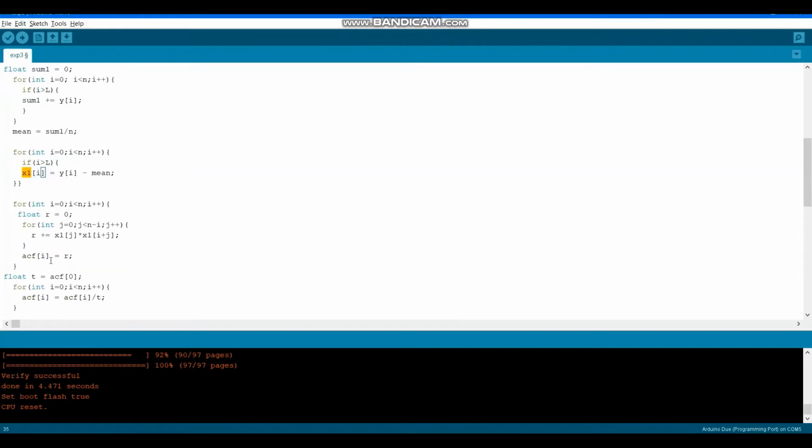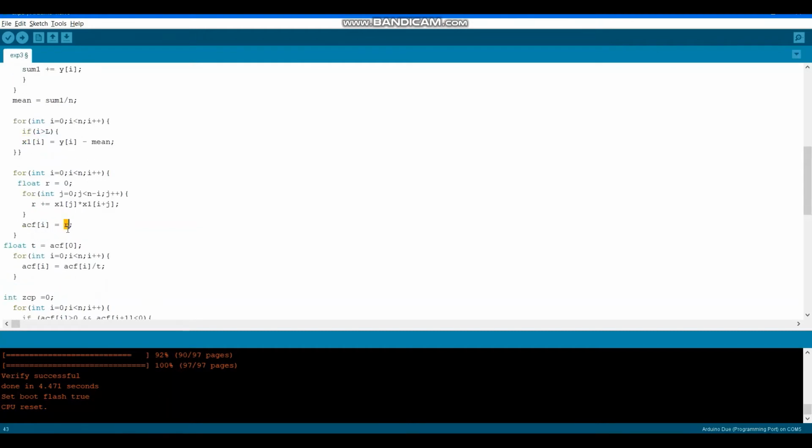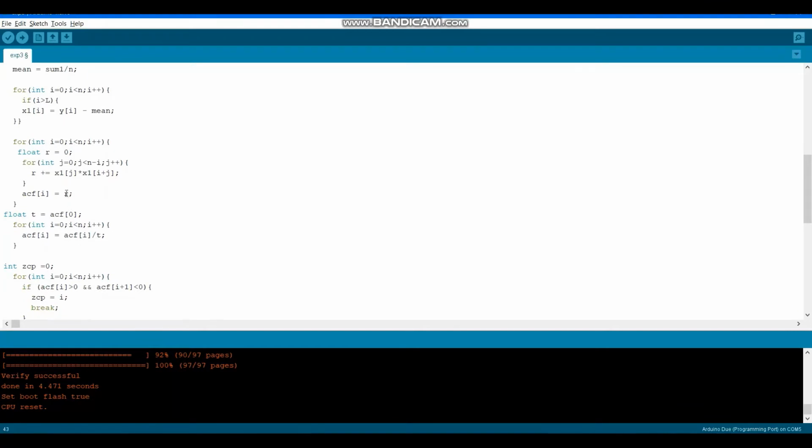Now we define the autocorrelation function. We are using two for loops, and as per the autocorrelation formula, we multiply and add those values and store the result in the ith position of an array called ACF. ACF of i, we are storing the value r. Now, according to the formula, we need to divide the whole array by the first element of the ACF, that is the energy of the signal. So we stored the value of ACF of 0 in a variable called t, and we divide each element of the array by this variable t.